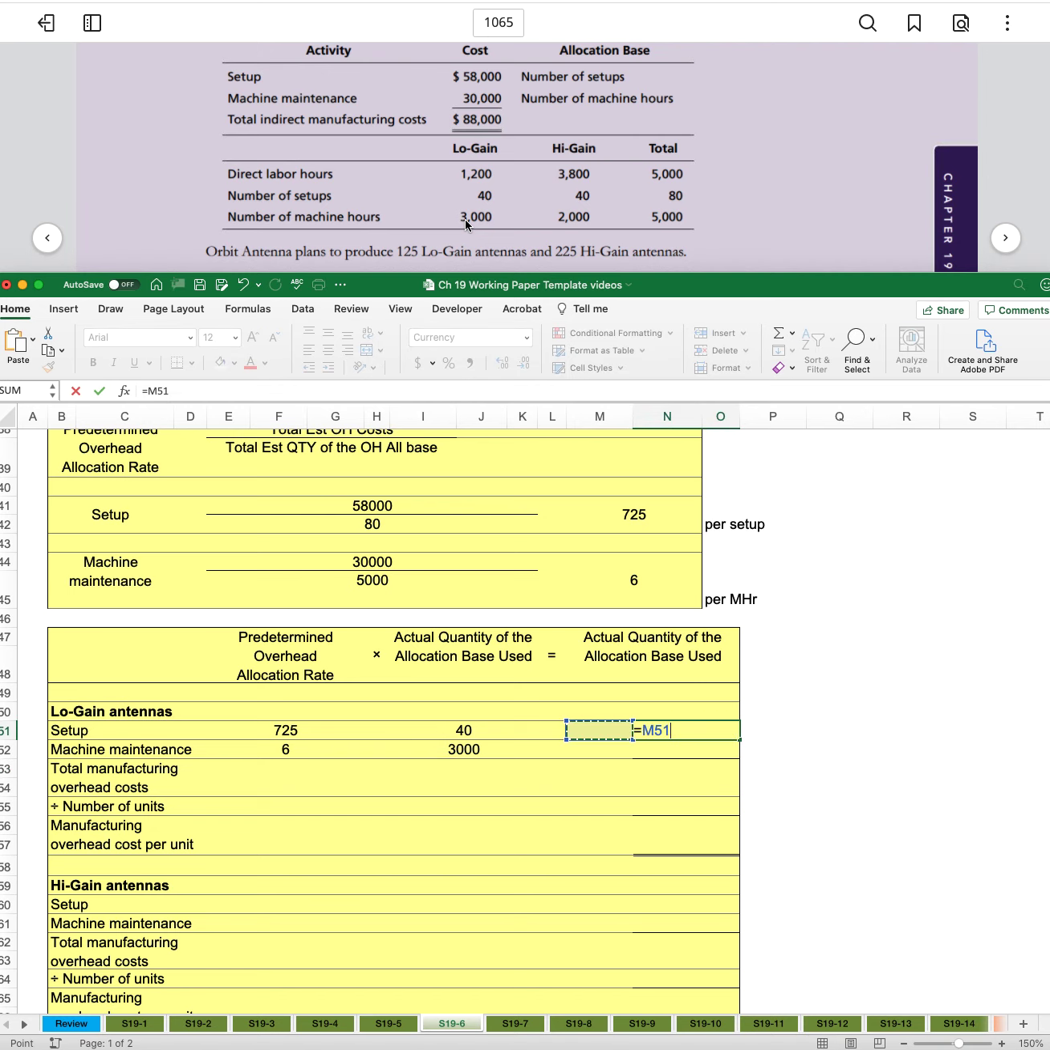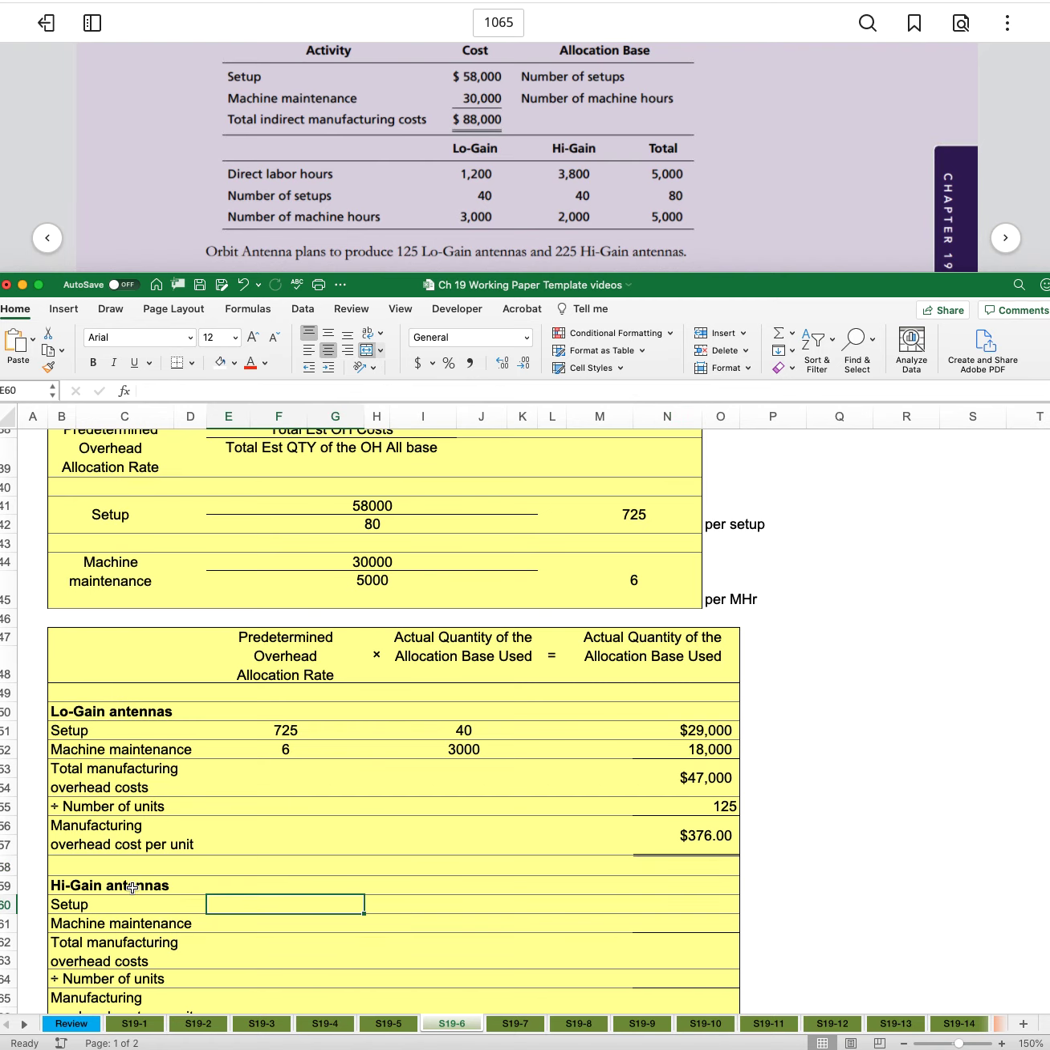And so we can multiply across our row here, the 725 times 40 gives us 29,000 in setup costs and 18,000 in machine maintenance costs. Add these together for total costs of 47,000. The number of units was 125 low gain. 47,000 divided by those 125 units gives us 376 per unit.